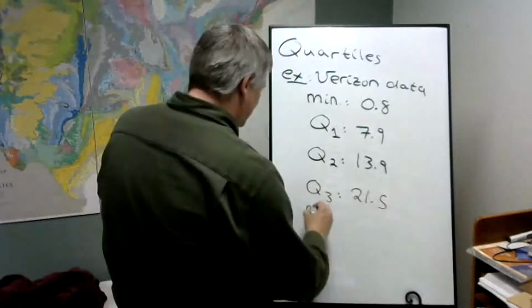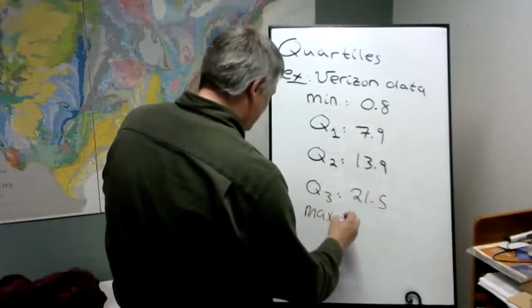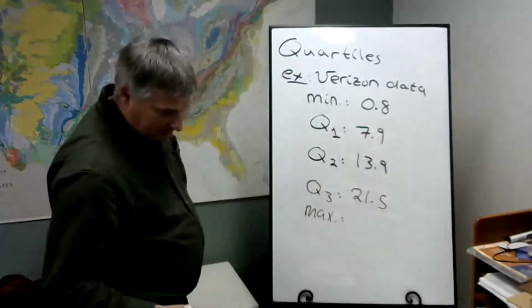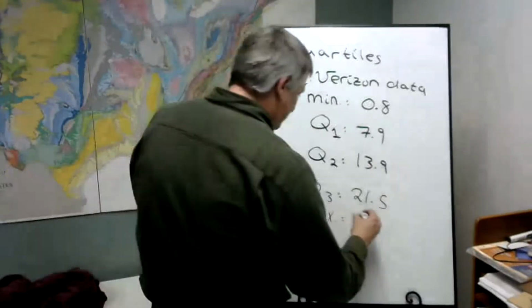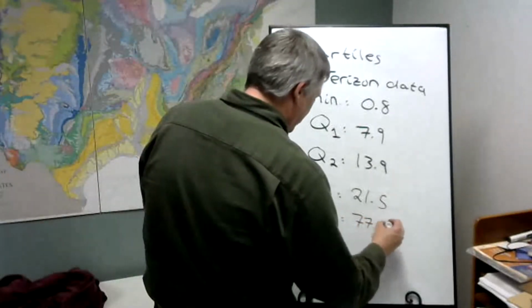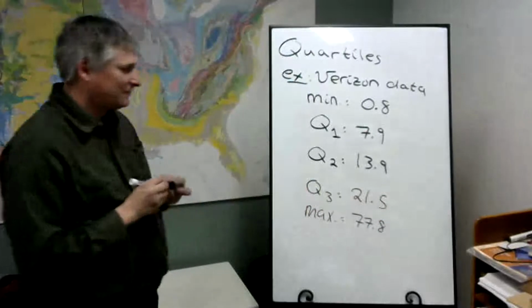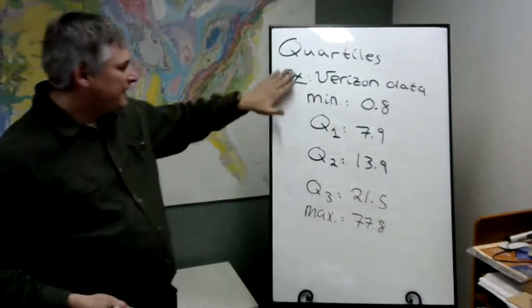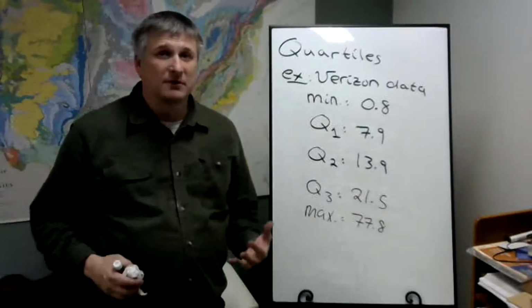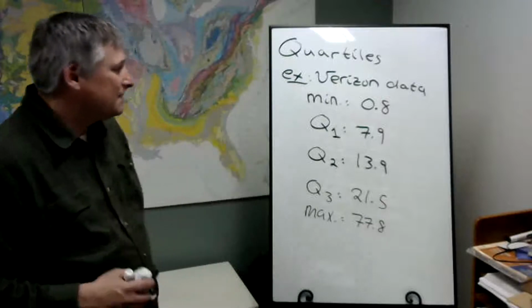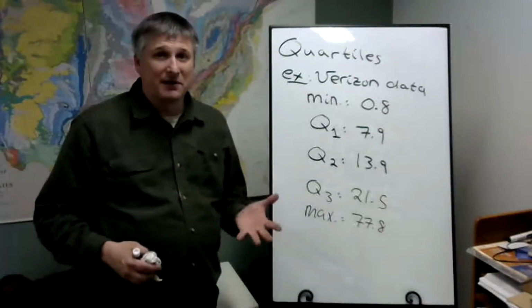And then for the max, we get 77.8. So these are the 5 numbers in the 5-number summary. And this is just a way of quickly describing your data.